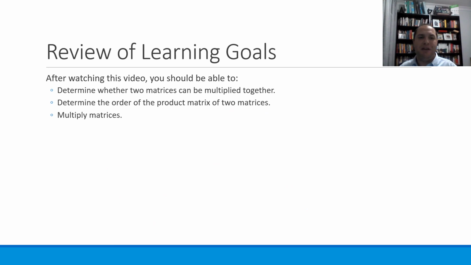So after watching this video, you should be able to determine whether two matrices can be multiplied together. You should be able to determine the order of the product matrix of two matrices. And in that final example, we looked at how to actually multiply matrices together.